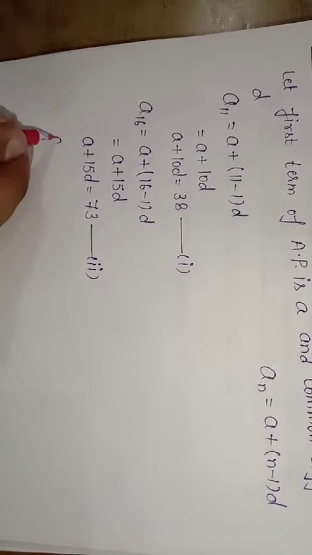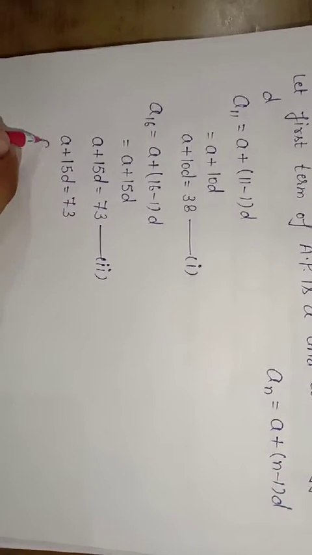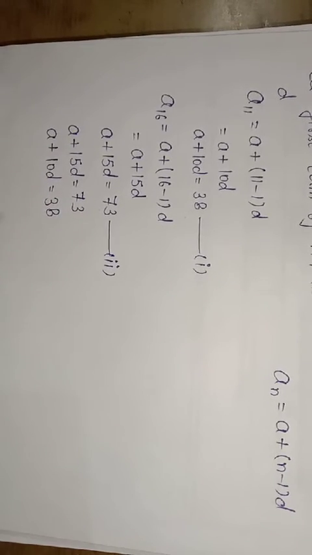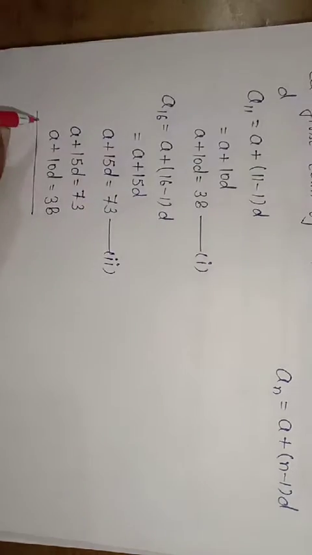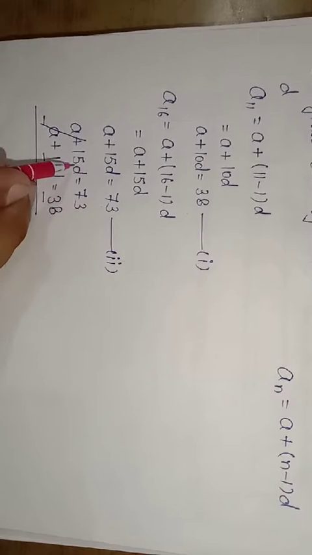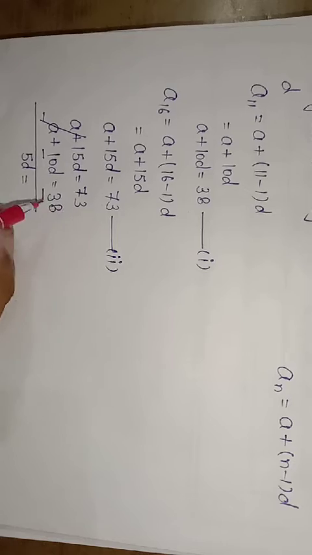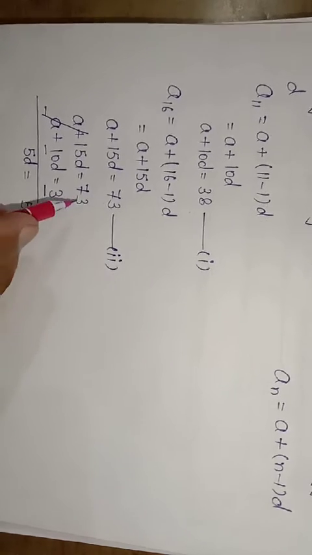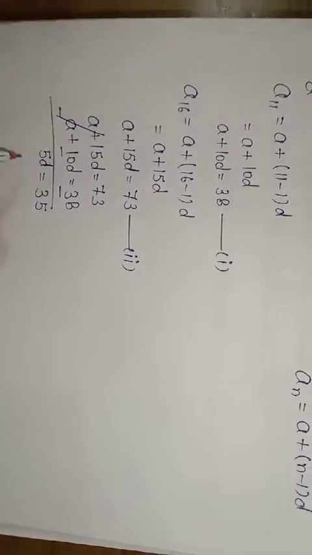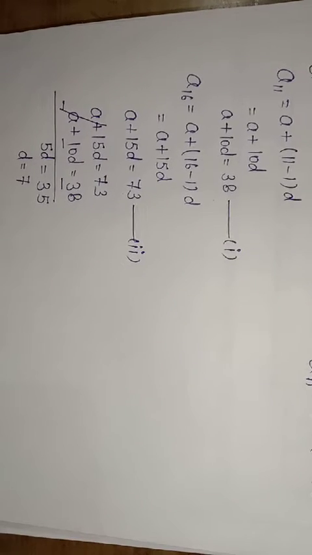So A plus 15D equals 73 and A plus 10D equals 38. Students, subtract these equations. When we subtract, A and A cancel out. 15D minus 10D is 5D, and 73 minus 38 is 35. So the value of D is 7. It means the common difference of the AP is 7.